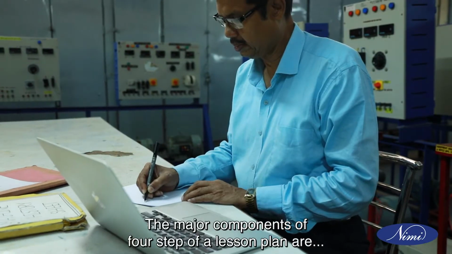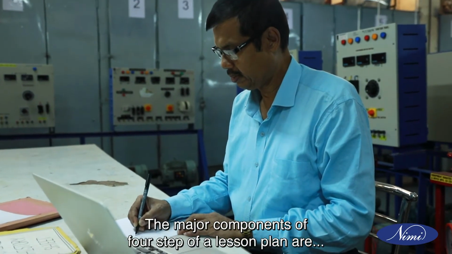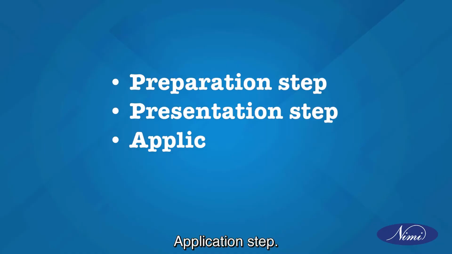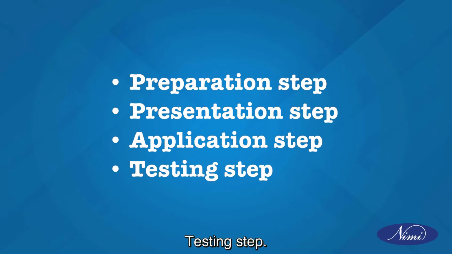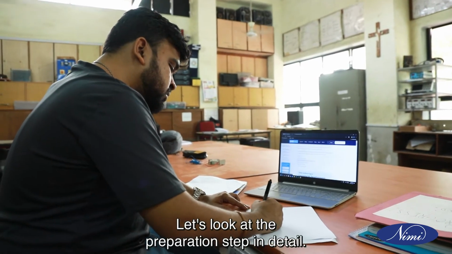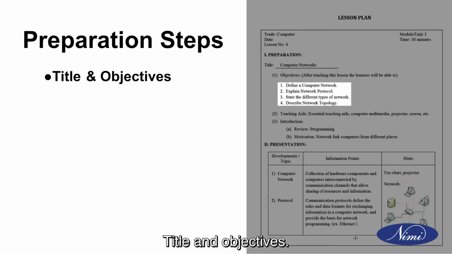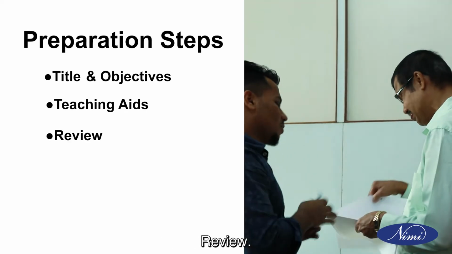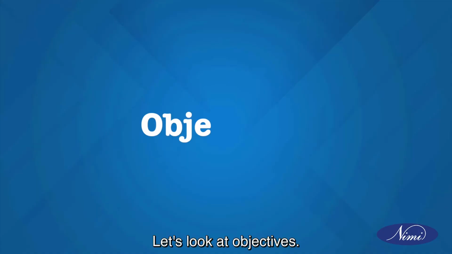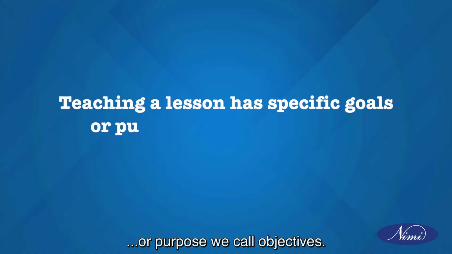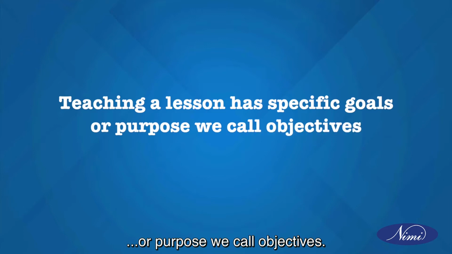Let's move on to the major and minor components of a lesson plan. The major components of the 4-step lesson plan are preparation step, presentation step, application step, testing step. Let's look at the preparation step in detail. Preparation step: title and objectives, teaching aids, review, motivation. Let's look at objectives. Teaching a lesson has specific goals or purpose we call objectives.